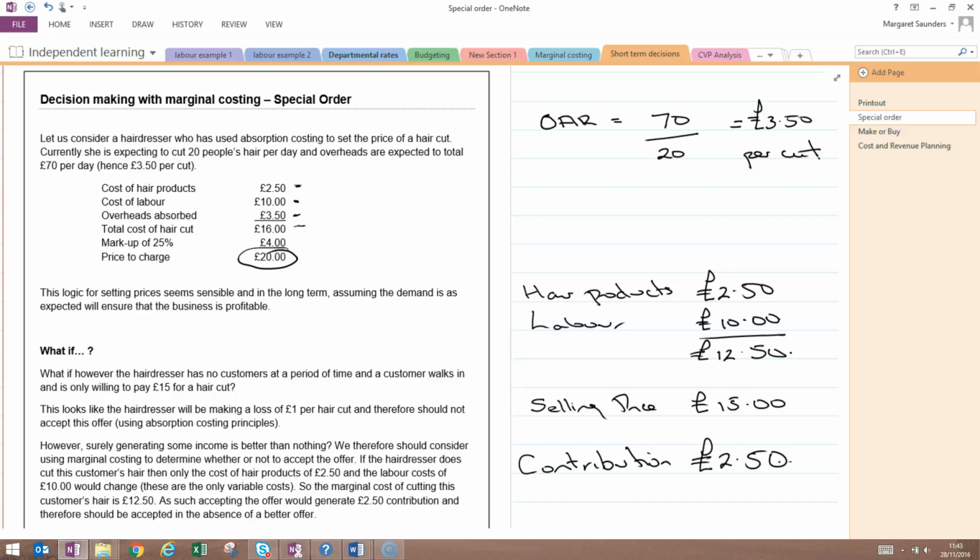So when you're considering special orders, financially, you would base your decision on whether you were still making a contribution, but you would also need to consider the non-financial factors. So that's the first type of decision with marginal costing. Now we're going to move on to the second type of decision, which is make or buy.